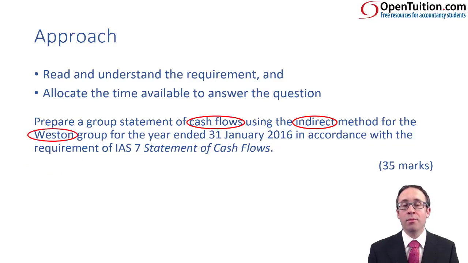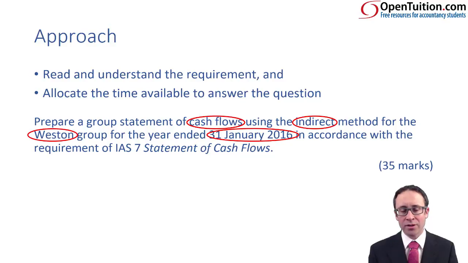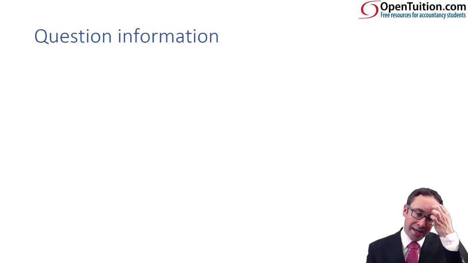It also says that we're preparing the group cash flow statement for Weston. So that therefore will be the parent. Any other companies referred to within the question will refer to either subsidiaries, associates, or parties outside of the group. You've got there your year end January 2016. So this year, 2016, you'll be comparing and looking at the movement from what's happened from the prior year, which is 2015, isn't it? And obviously it's there in accordance with IAS 7.